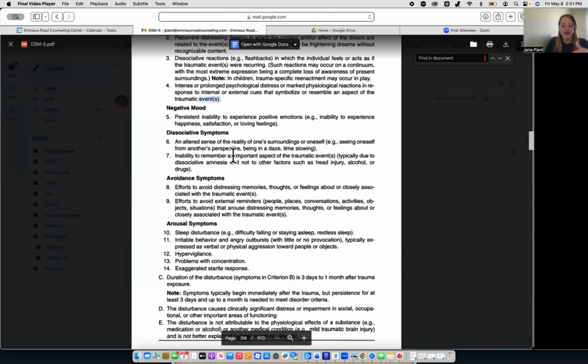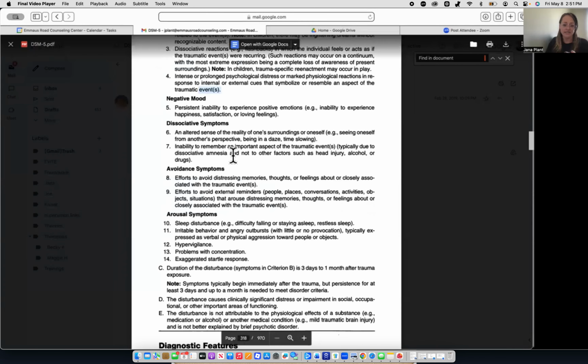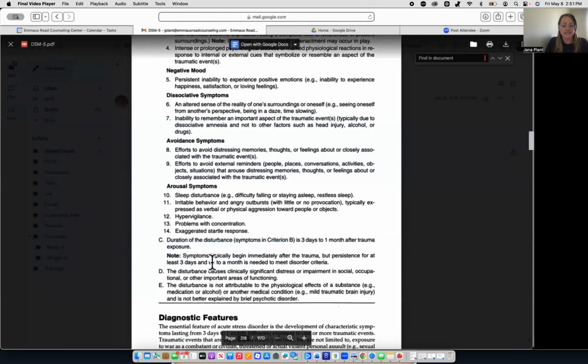Okay, so going back, I want you to read these on your own, but they really do mirror PTSD. The difference is the duration piece. The duration for acute stress disorder is 3 days to 1 month after the exposure. If the symptoms last more than 1 month, then the client meets the criteria for PTSD. Note, symptoms typically begin immediately after the trauma, but persistence for at least 3 days and up to a month is needed to meet the diagnostic criteria.